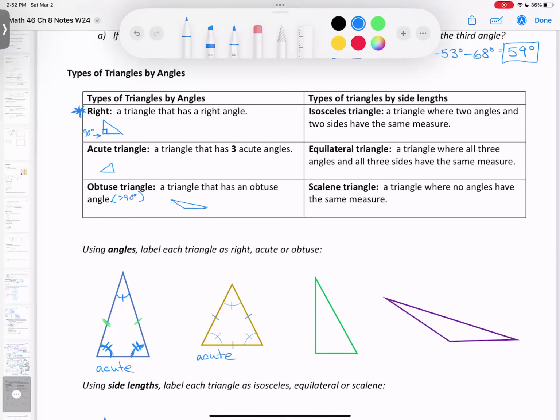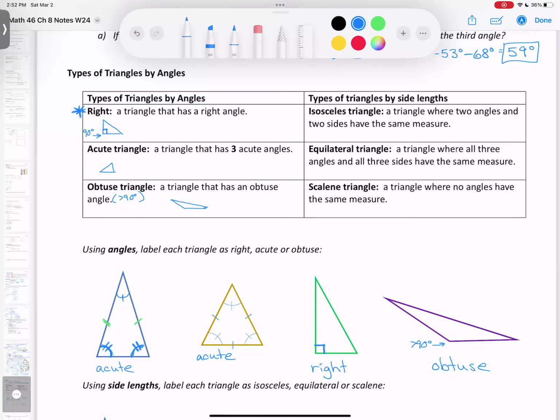Okay, this next one, I meant to draw a right angle on here, so let's draw that on. And so that kind of gives it away. This is a right triangle. It has one 90-degree angle. And the last one here will be an obtuse triangle because this angle right here is greater than 90 degrees. It's bigger than a perfect corner. Okay, so that's if you're classifying them by angles.